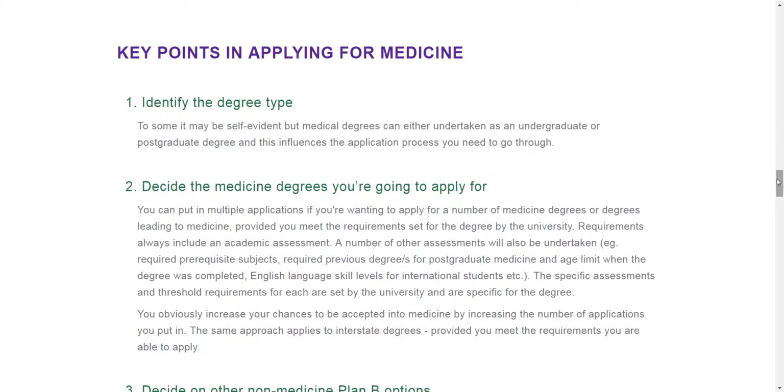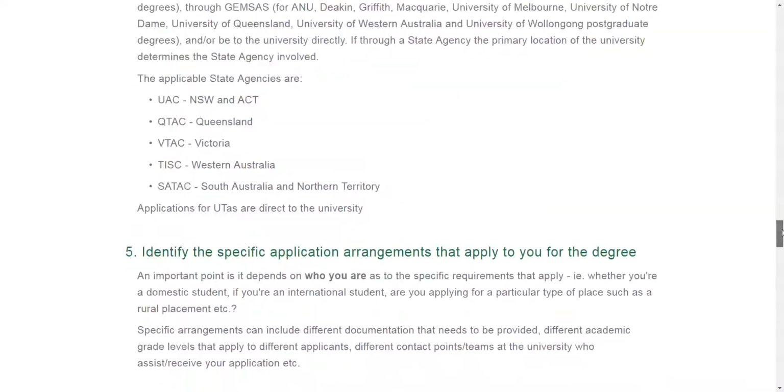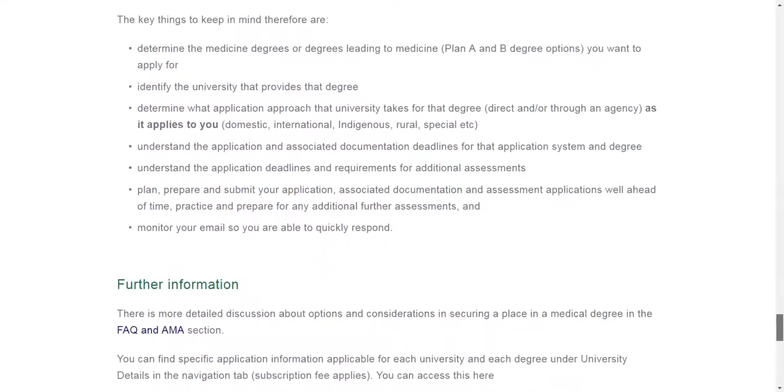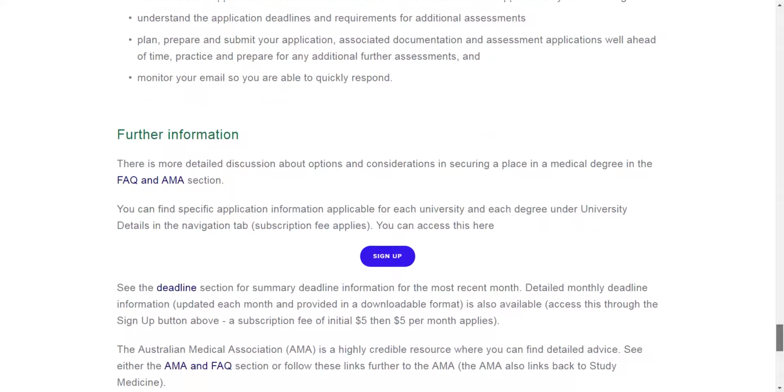I'll scroll through here and you can see there's further information in study medicine that goes through more specifics about the application process. And it also goes through where to from here, gives you guidance as to what other parts of study medicine you can go to. There's an FAQ section in study medicine that also links through to the AMA, and the AMA equally link through to study medicine. There's also a deadline section that provides more information about the specific application deadlines.